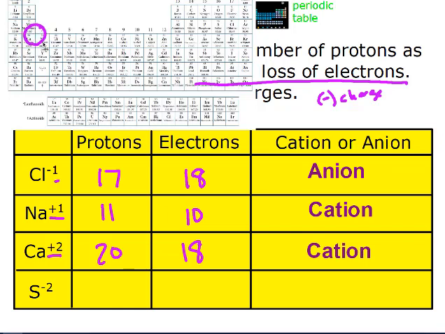One more together. So sulfur's over here. Sulfur has an atomic number of 16, so we have 16 protons. Since it's got a negative 2 charge, that means I'm going to add 2 electrons to it, giving me 18 electrons. Finally, since it's a negative charge, that means it must be an anion.